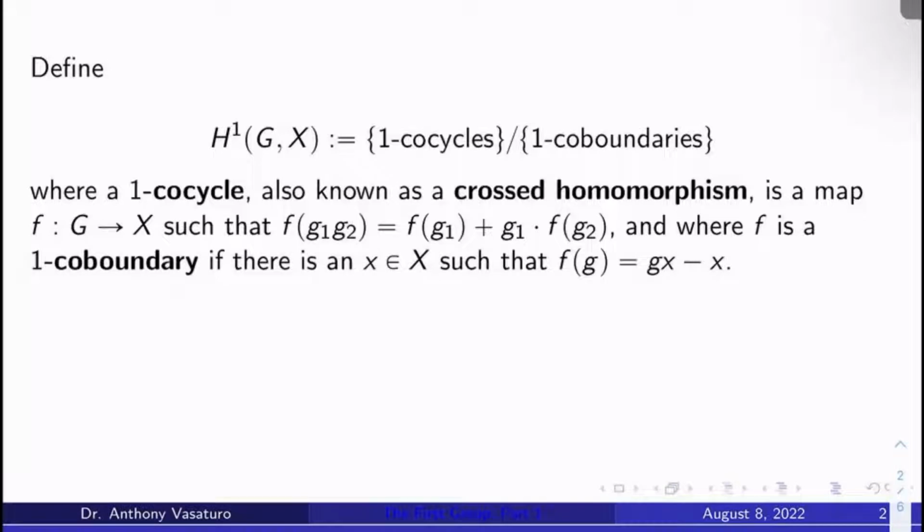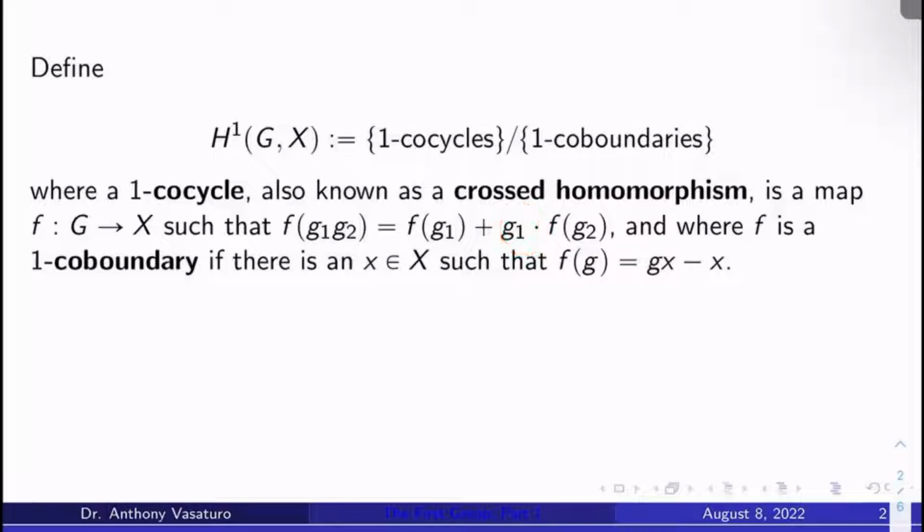So the first cohomology group, H1 of G, X, is 1 cocycles mod 1 coboundaries, much like how H2 of G, X was 2 cocycles mod 2 coboundaries in the previous video. Okay, what's a 1 cocycle? It's also known as a crossed homomorphism. It's a map from G to X, let's call it f, such that f of g1 times g2 equals f of g1 plus g1 times f of g2. So it's almost like an ordinary homomorphism, but you have this extra g1 here.